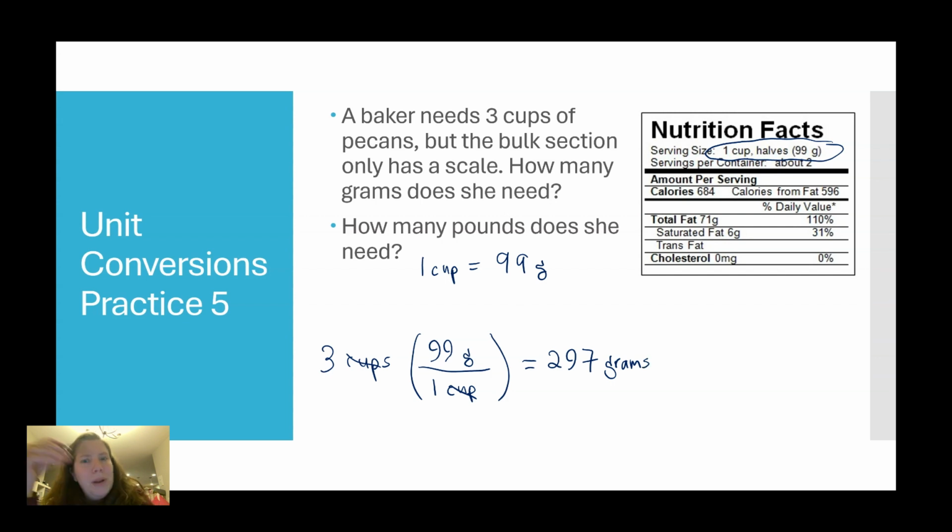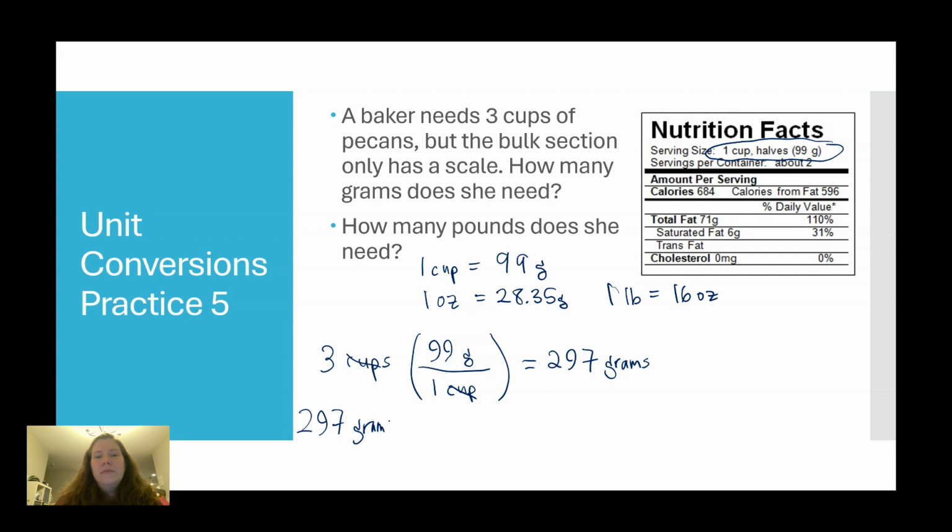Follow-up question. How many pounds does she need? Now I have to turn grams into pounds. So I'm going to need to know how many grams there are per pound. My unit conversion doesn't have that. What I do know is that 1 ounce is 28.35 grams. And I do know that 1 pound is 16 ounces. So we're going to go 2 steps through to pounds.